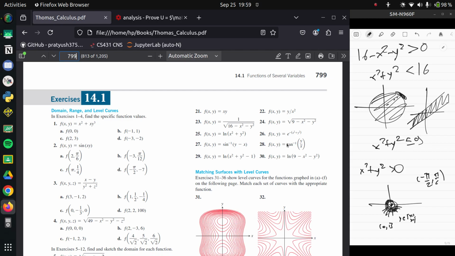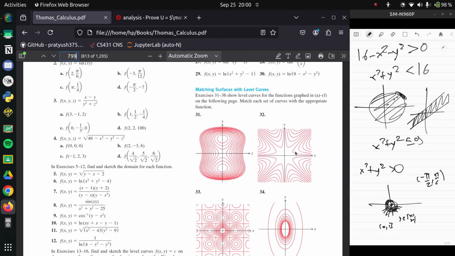What about this, natural log of x plus y square minus 1? Just as with natural log's range, that's it. And x plus y square minus 1 should be positive, so x plus y square is bigger than 1. So it's an open unbounded region. Okay, similarly over here, this is a bounded open region.